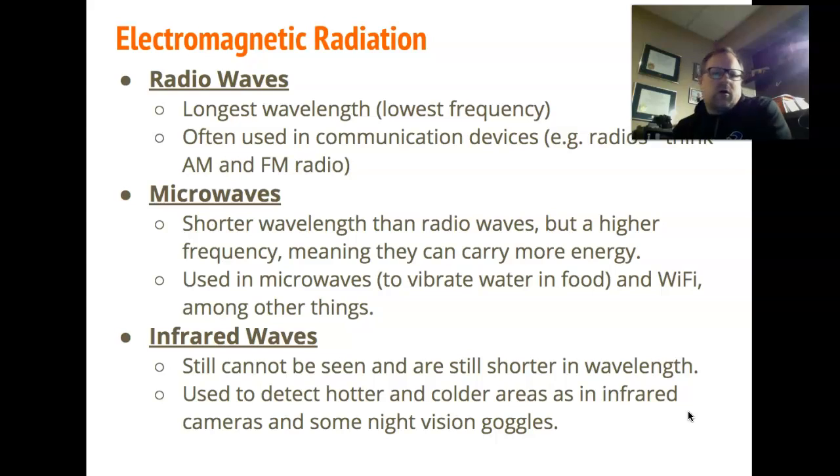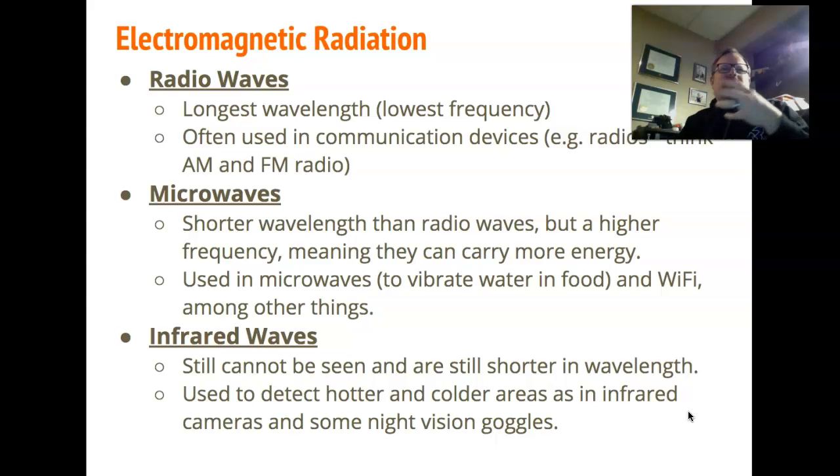Microwaves, moving along on the spectrum, are shorter than radio waves in wavelength, but have a higher frequency. Now, as we increase the frequency, that basically means that per packet of light, or per packet of EMR, they're carrying more information or more energy per packet of that light. And what that means is we can do more with it.